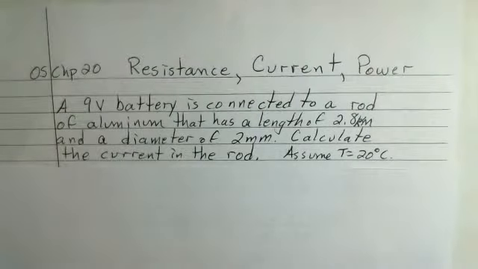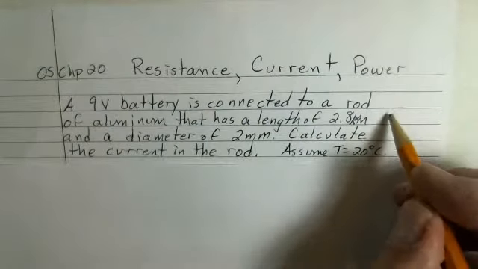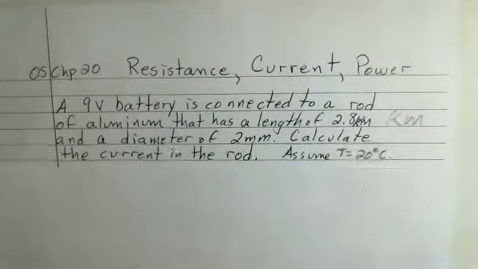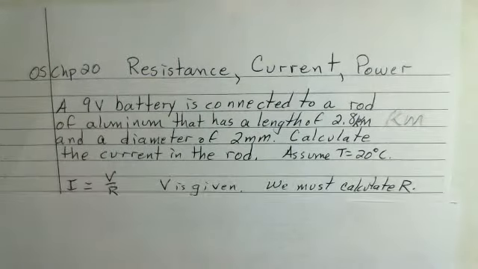Professor Clements with you, again talking about electrical circuits, resistance, current, and power. This relates to the OpenStax College Physics textbook, Chapter 20. Our situation would be a 9-volt battery connected to a long rod that is 2.8 kilometers in length, and the diameter is 2 millimeters. Let's calculate the current in the rod, assuming a temperature of 20 degrees Celsius.